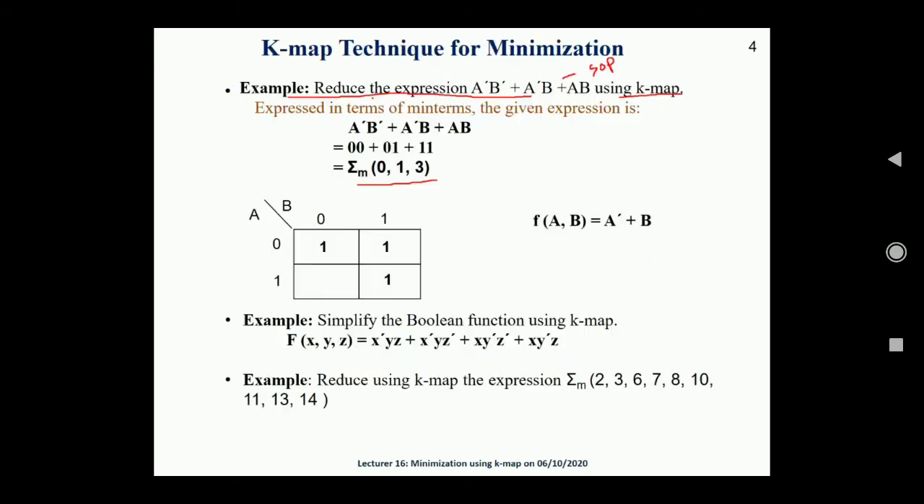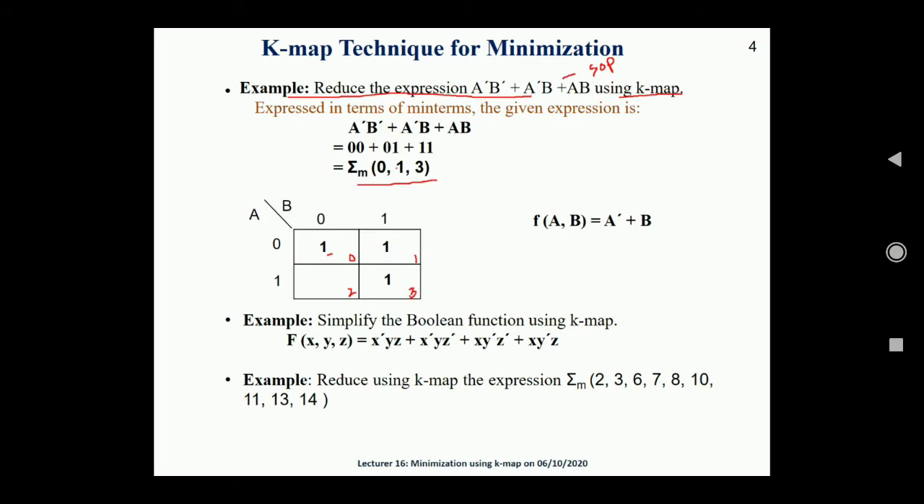Here I am using the two-variable K-map, with A and B, and this one is 0, 1, and this one is 0, 1. Why are we using 1 here? Because this particular min term is present, so it is active as a 1. This is min term 0, this is min term 1, this is min term 2, and this is min term 3. You can denote it this way also.